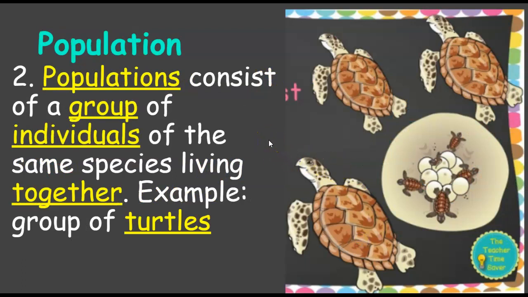Population. So we went from one organism to now we're going to population. A population consists of a group of individuals of the same species living together. For example, a group of turtles. These are all organisms. They're all the same species. So the same species of turtles is a population. Kind of like the same species of deer can be considered a herd, and that herd would be a population of deer.